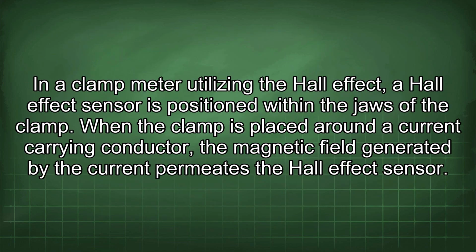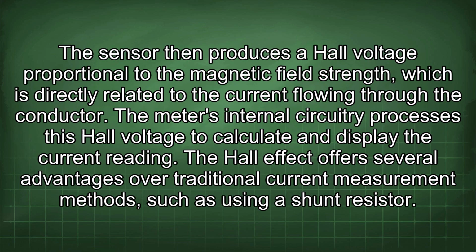In a clamp meter utilizing the Hall effect, a Hall effect sensor is positioned within the jaws of the clamp. When the clamp is placed around a current-carrying conductor, the magnetic field generated by the current permeates the Hall effect sensor. The sensor then produces a Hall voltage proportional to the magnetic field strength, which is directly related to the current flowing through the conductor. The meter's internal circuitry processes this Hall voltage to calculate and display the current reading.